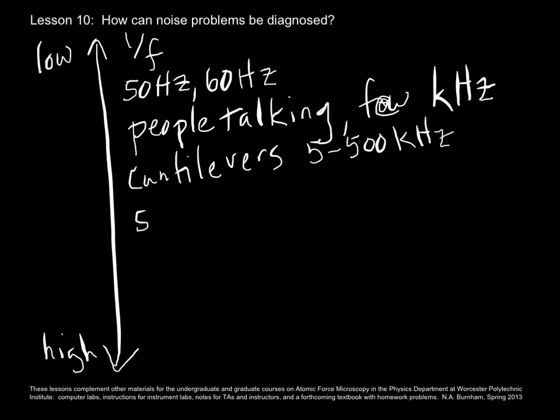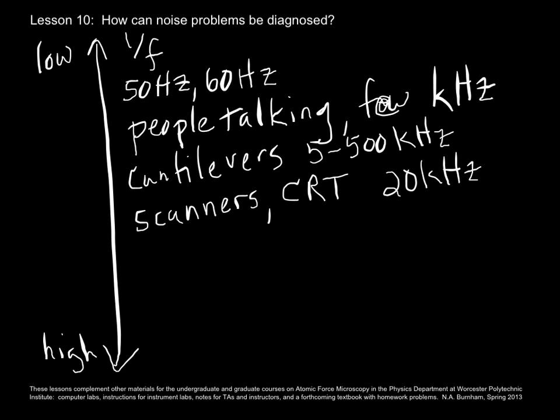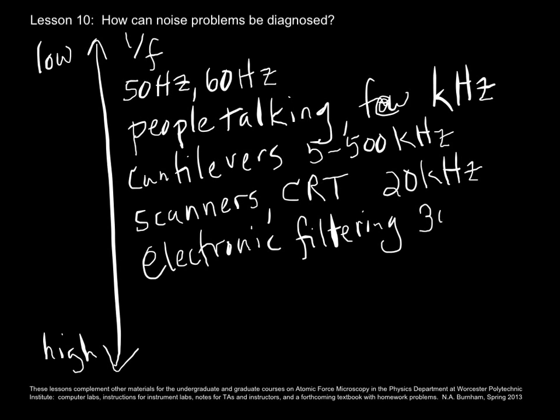The scanners, and the old-fashioned cathode ray tubes, they have a refresh rate of on the order of 20 kilohertz. That resonance you saw two slides ago, that's a consequence of electronic filtering. That was at 300 kilohertz.